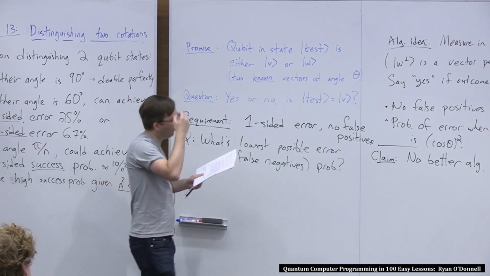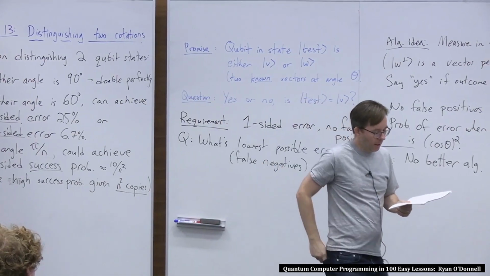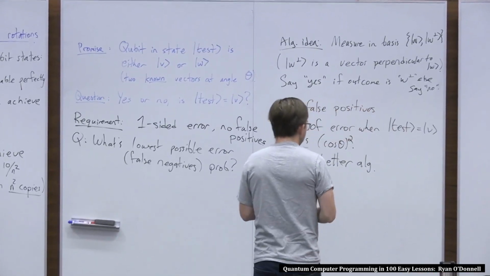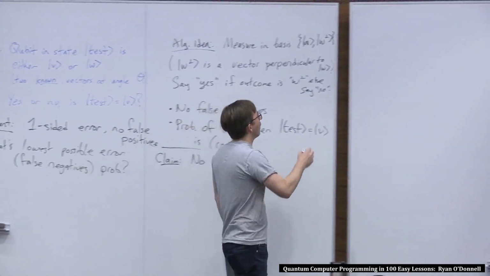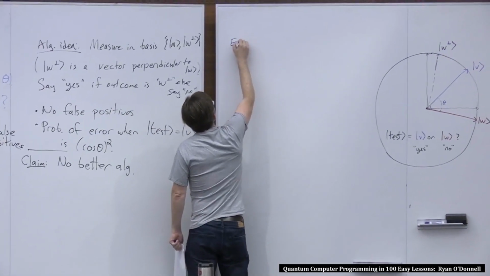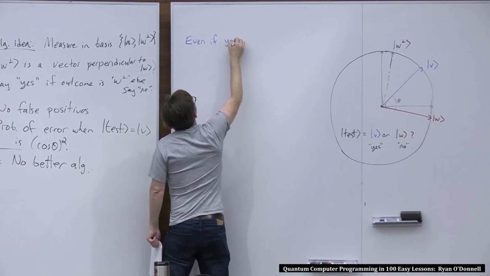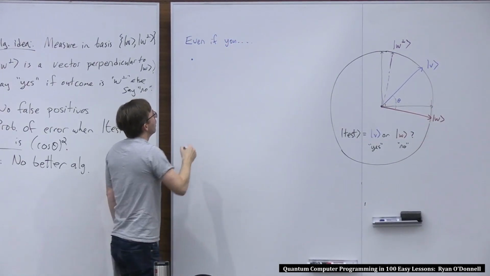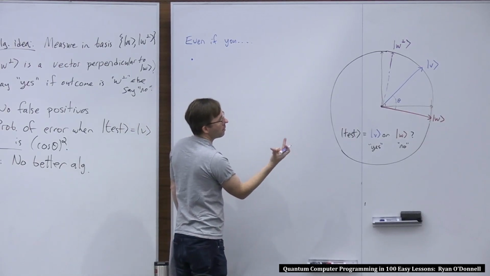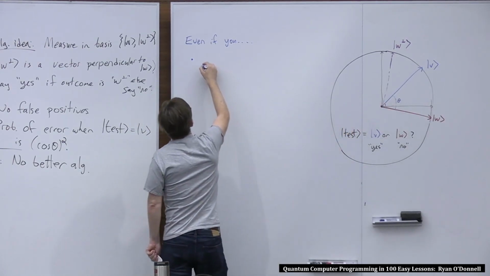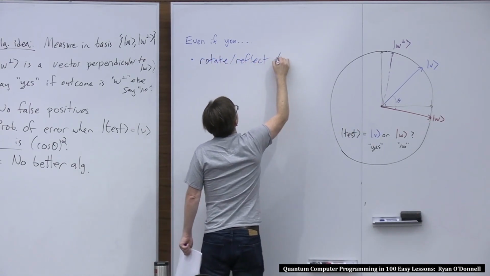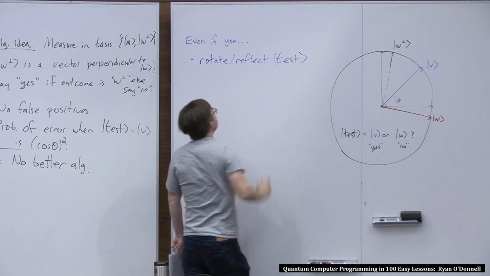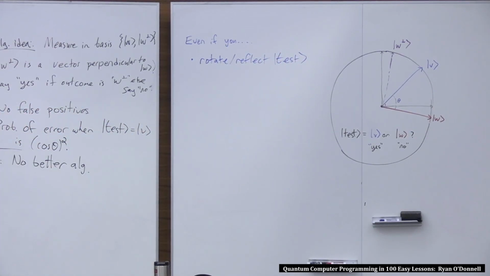So this is basically the idea, but let me say a few things that you have to take care of, and actually definitely verify that this is the case. Even if you can take test and not just measure it right away in the basis W perp, you could rotate test or reflect it by doing some quantum unitary operations. But as I said, that just changes the picture to a different picture with angle theta.